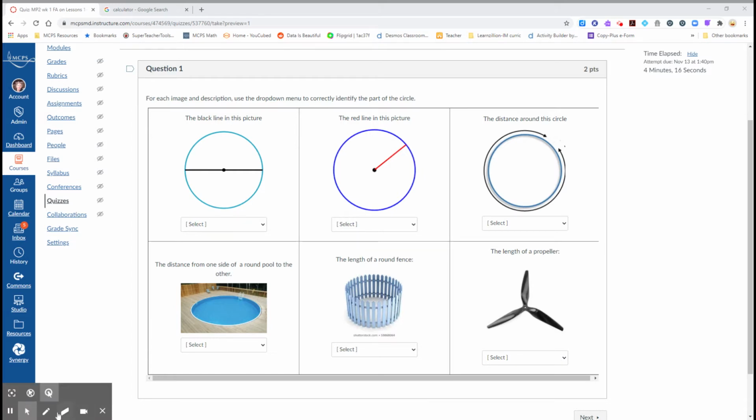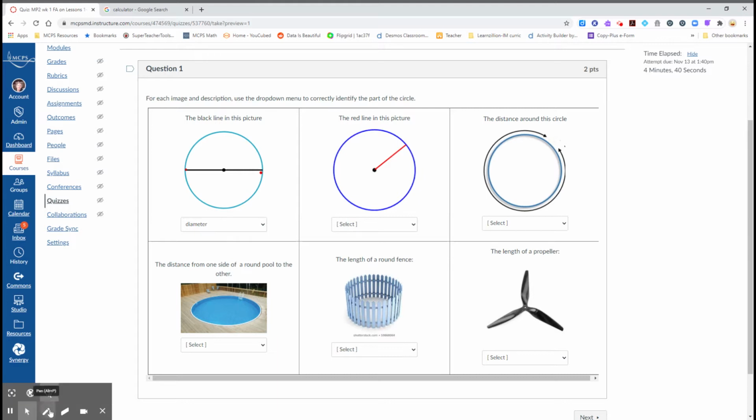So if we look at problem number 1, we see that the black line in this picture is what we're trying to figure out. The whole question 1, we're supposed to use these drop-down menus and decide what part of the circle they're talking about. So in the first one, the black line goes from one edge of the circle to the other edge of the circle. So we call that a diameter. So the correct answer is diameter.